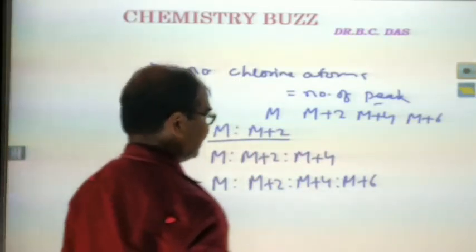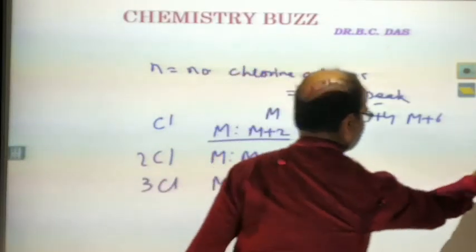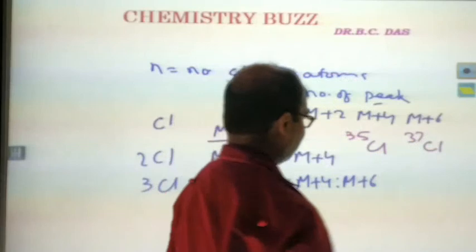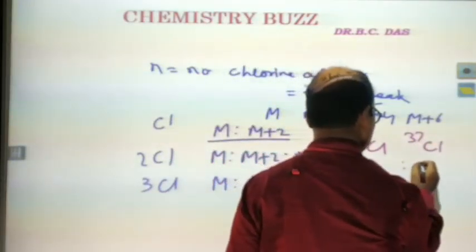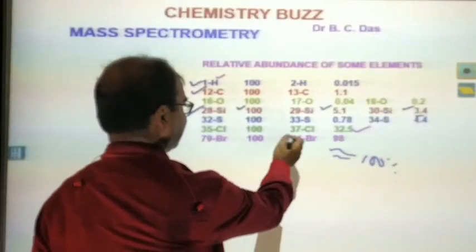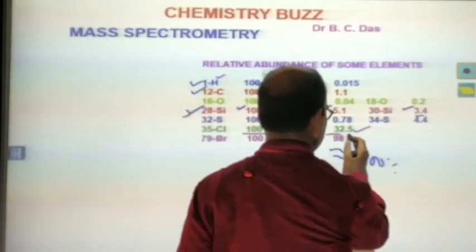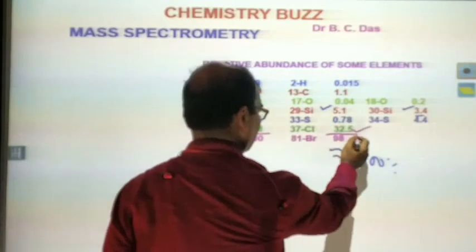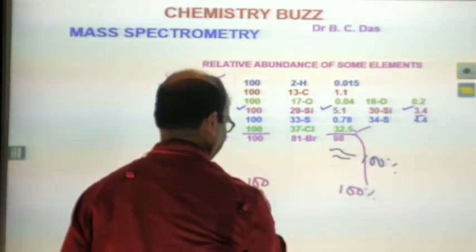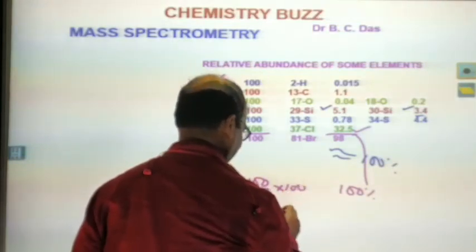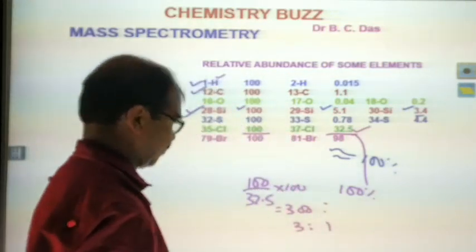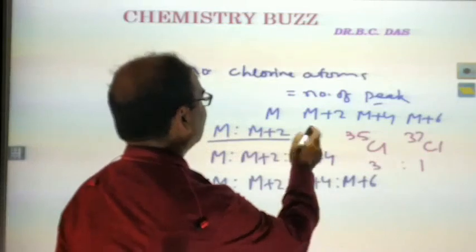Okay, so we have already seen that chlorine has 35Cl and 37Cl. Okay, so 35Cl and 37Cl are in the ratio 3:1. If the 35Cl is taken as 100%, then the other becomes 32.5. So if we take this as 100%, then it becomes 100 divided by 32.5 into 100, so that is almost 300. So the ratio is 3:1. Okay, so suppose we have one chlorine atom there.